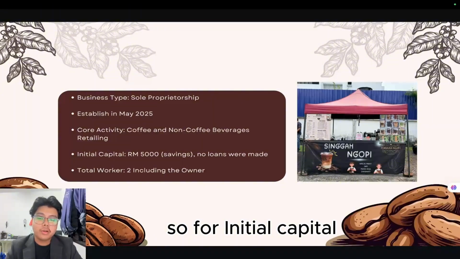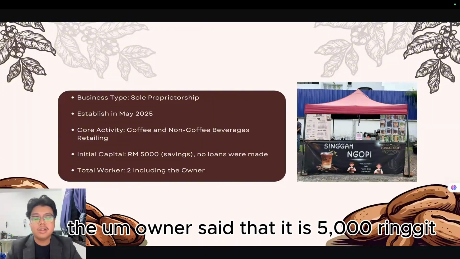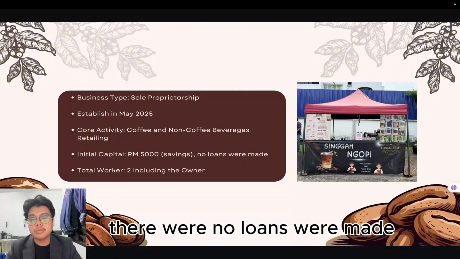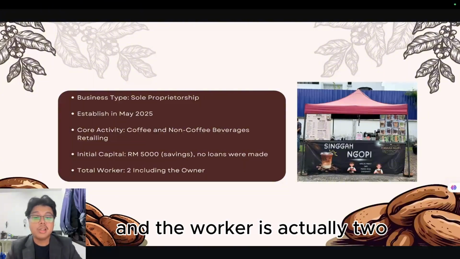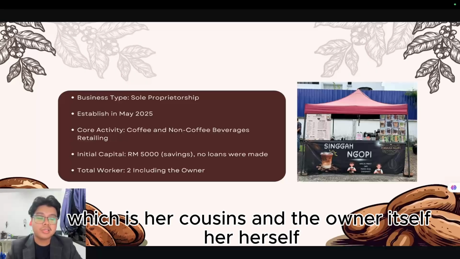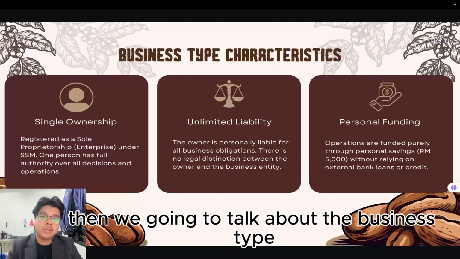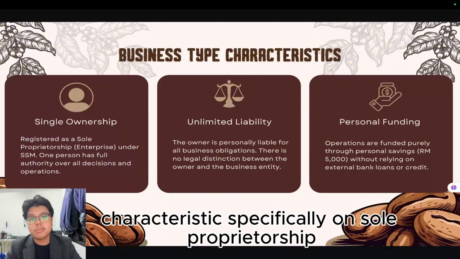For initial capital, the owner said it is 5,000 ringgit, which comes from her own savings. No loans were made, and there are two workers, which are her cousin and the owner herself. Then we're going to talk about the business type characteristics, specifically on sole proprietorship.